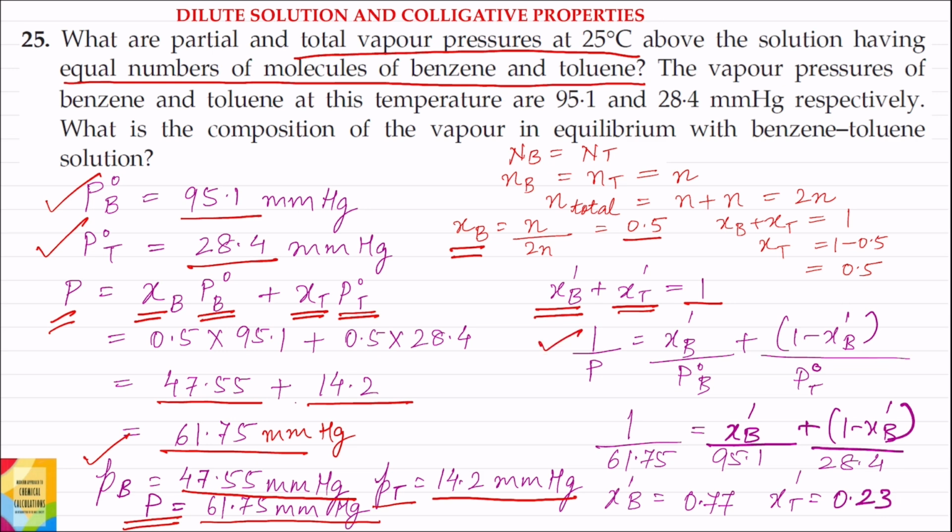Now to find the composition of the vapor in equilibrium with benzene toluene solution, applying the formula 1 by P, where P is the vapor pressure of solution, is equal to x dash B divided by P naught B. X dash B is the mole fraction of benzene in the vapor, P naught B is the vapor pressure of benzene, plus 1 minus x dash B, where 1 minus x dash B is the mole fraction of toluene in the vapor, divided by P naught T. P naught T is the vapor pressure of toluene. Now putting the values and solving, x dash B is 0.77 and x dash T will be equal to 1 minus 0.77, that is 0.23.